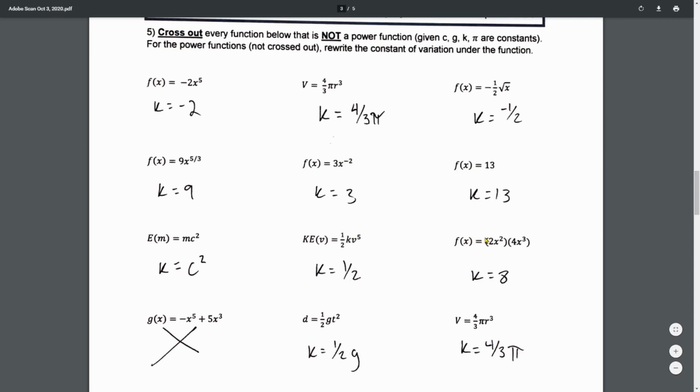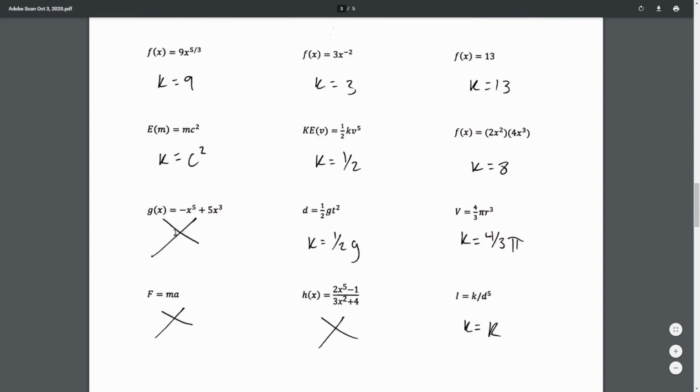For f of x, we have 2x squared times 4x cubed. So this can be simplified further. We will have 8 times x to the 6th. For g of x, we see that there's one term to the 5th, and then we're adding a second term. So this would not be a power function since there are multiple powers. So we'll cross this out.